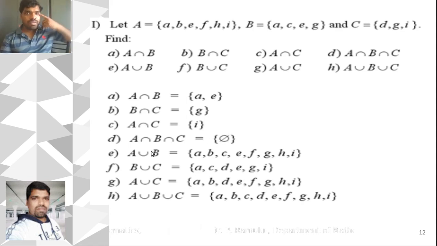So this is A union B. Not common elements, you write all elements of A and B: A, B, C, E, F, G, H, I. B union C is equal to A, C, D, E, G, I. A union C is equal to A, B, D, E, F, G. Repetition is not allowed in a set. We write all elements, so we get A union B, A union C. These are the simple problems I did here.